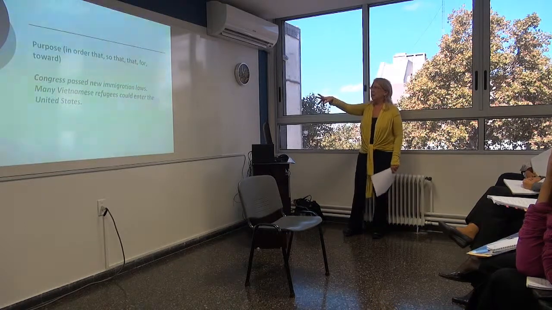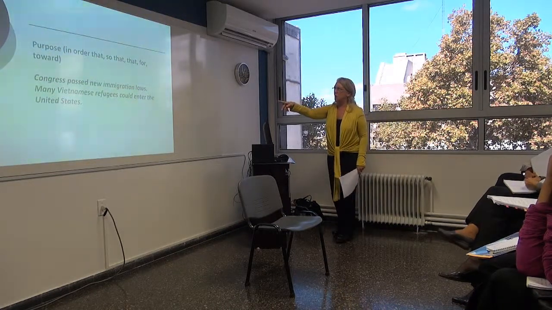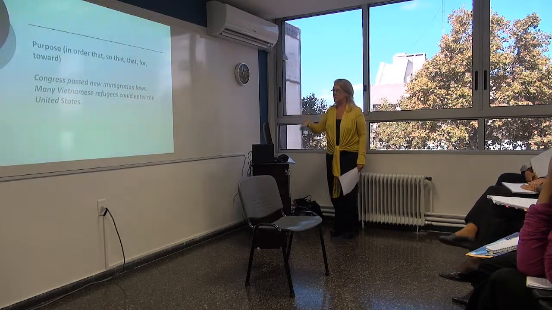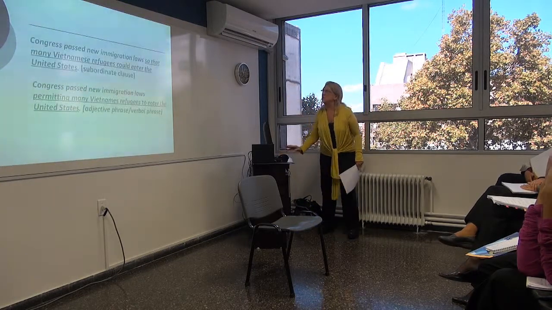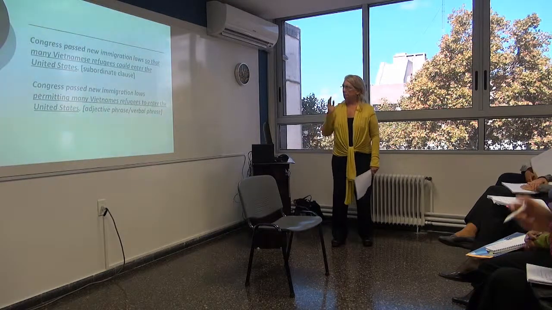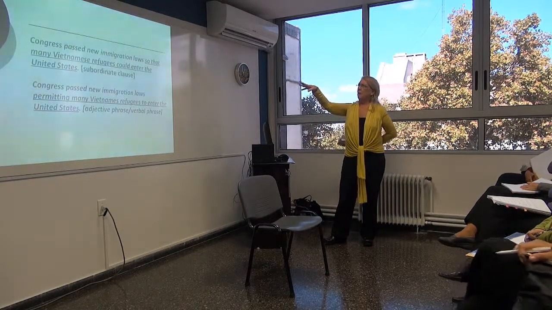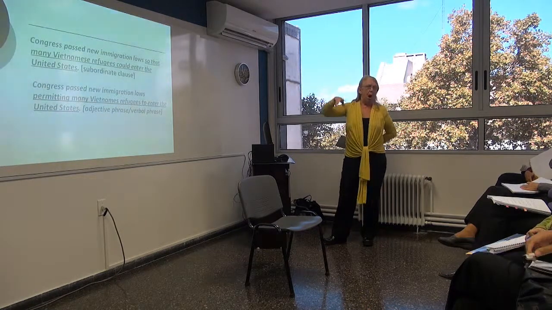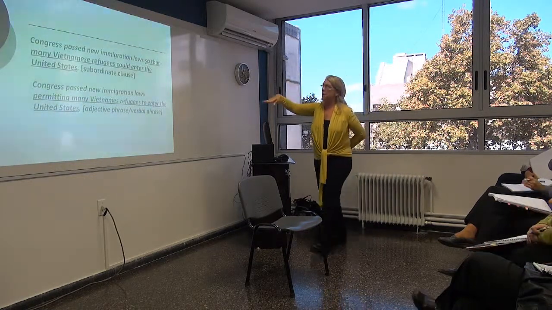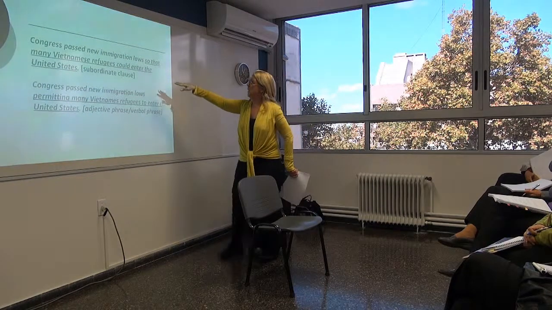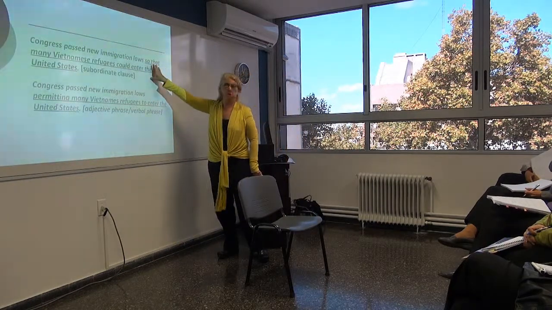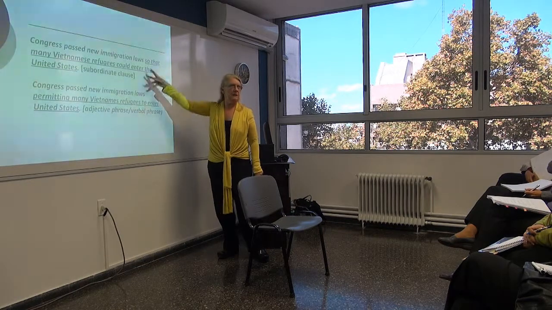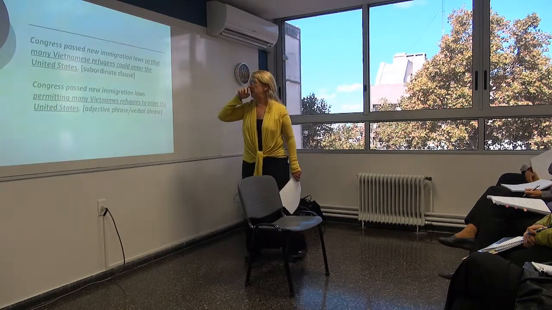But anyway, Congress passed new immigration laws. Many Vietnamese refugees could enter the United States. So when we put them together, again, giving them options, both subordinate but at different levels. Is this essential or is it medium level? Giving them choices on how to put the two things together.